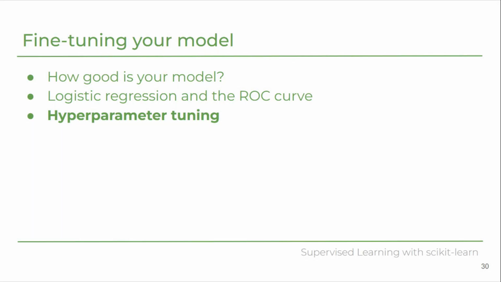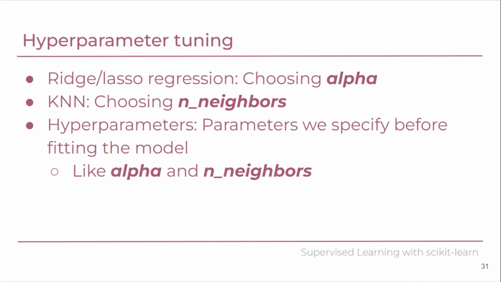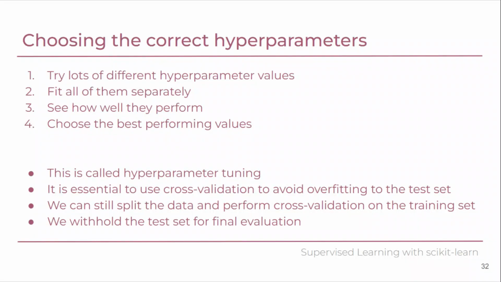Now that we know how to evaluate model performance, let's explore how to optimize our model. Recall that we had to choose a value for alpha in ridge and lasso regression before fitting it. Likewise, before fitting and predicting KNN, we choose n_neighbors. Parameters that we specify before fitting a model, like alpha and n_neighbors, are called hyperparameters. So, a fundamental step for building a successful model is choosing the correct hyperparameters.